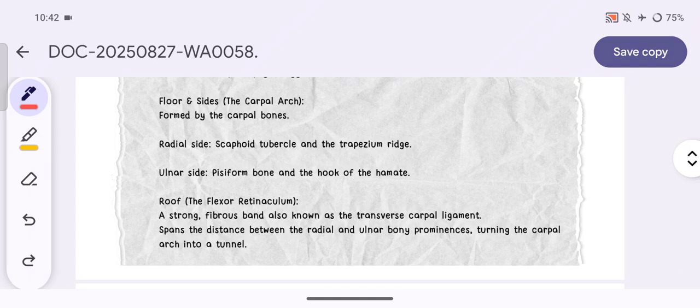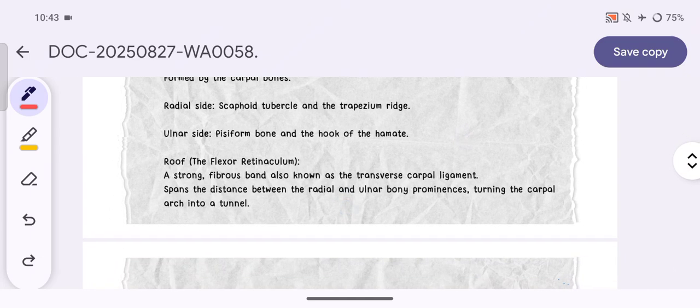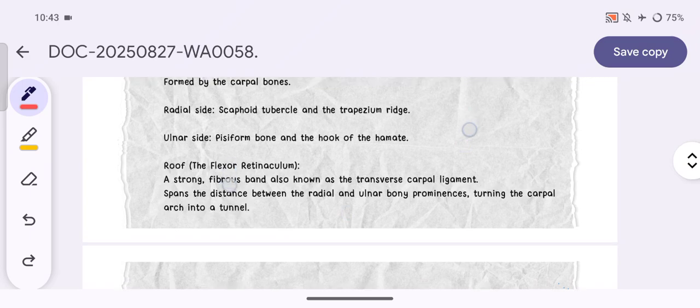There are 8 carpal bones present: scaphoid, lunate, triquetral, pisiform, trapezium, trapezoid, capitate, hamate. From the radial side, that is scaphoid tubercle and the trapezium ridge, and ulnar side, that is pisiform bone and the hook of the hamate. Now the roof, the flexor retinaculum, a strong fibrous band also known as transverse carpal ligament, spans the distance between the radial and ulnar bony prominences, turning the carpal arch into a tunnel.